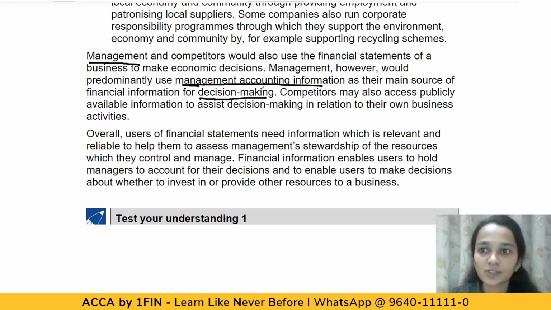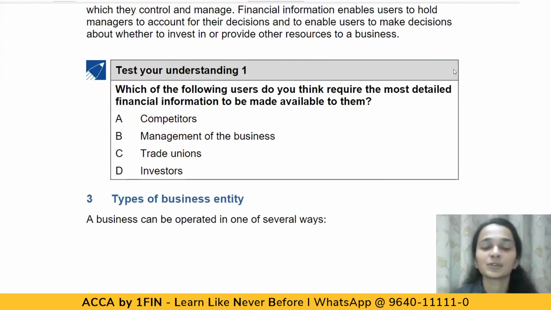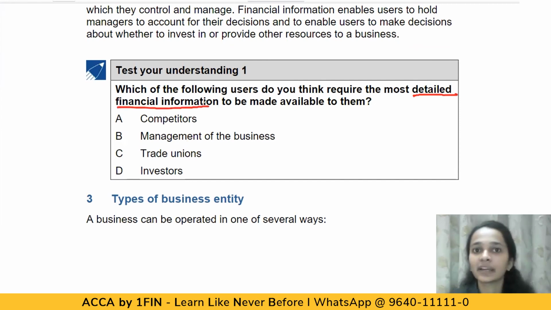So with this, we've now understood who are the different users of financial statements. Now here comes the first question. I want all of you to answer this question. You will definitely be able to answer this if you have understood whatever we've discussed till now. So the question is, which of the following users do you think require the most detailed financial information to be made available to them?